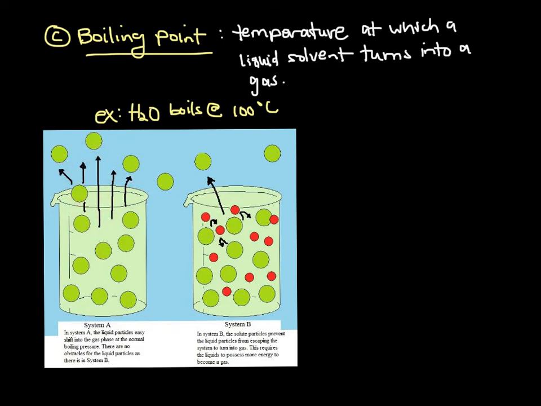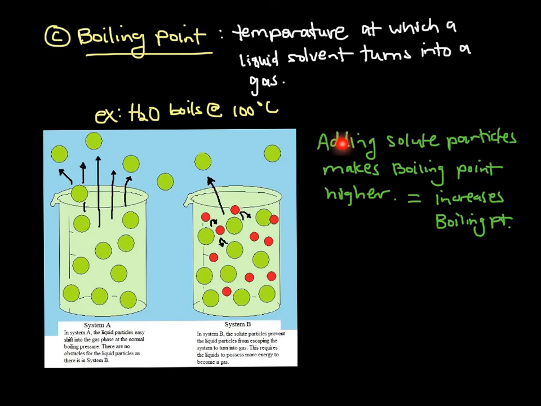By adding solute particles, what you're doing is putting something in there that's holding on to or preventing your solvent from escaping into the gas phase. Solute particles really just get in the way. They hold the solvent particles back from being able to escape into the gas phase. So by adding solute particles to your solvent, you are actually increasing the boiling point. You're making the boiling point higher.